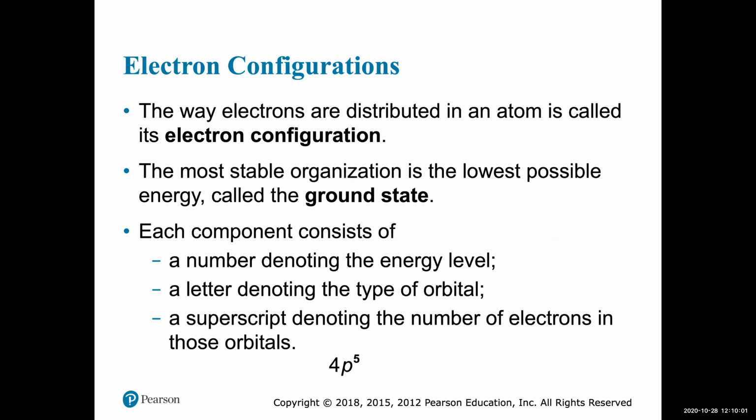We express this, and here's the example with 4p5 at the bottom. The number is the energy level, that's that principal quantum number. The letter is the type of orbital, that's the second quantum number. And then the superscript, in this case, the 5, that's the number of electrons in this 4p orbital.